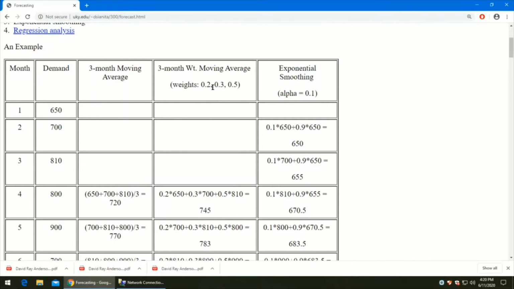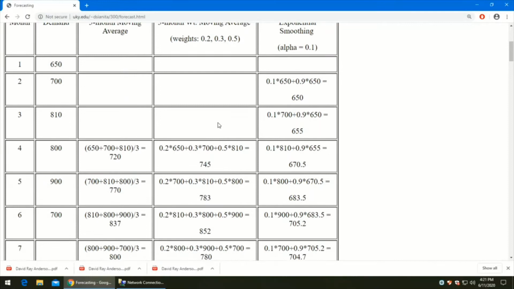So these are the weights that you assign: for the first month 20%, the second month 30%, and 50% for the third month. So you have first month, second, third. If you have 4 months, then you have 4 weights assigned, and so on. So this is the weighted moving average.